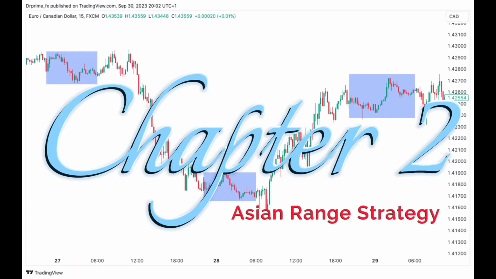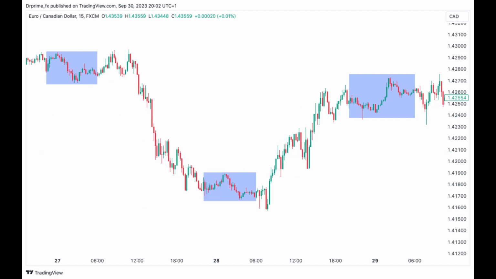The next strategy is the Asian range strategy. The Asian range is characterized by consolidation with little to no volatility. To trade this strategy, you first mark out the open and close of the Asian session and the high and low of the session. The open in this case commences from 11 p.m. then ends at 7 a.m.